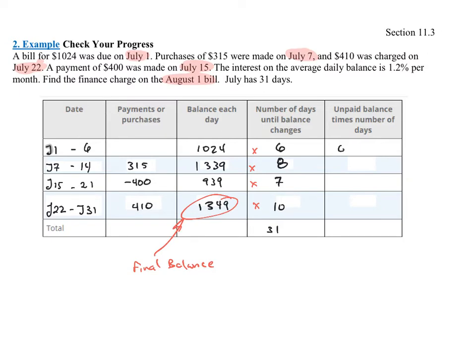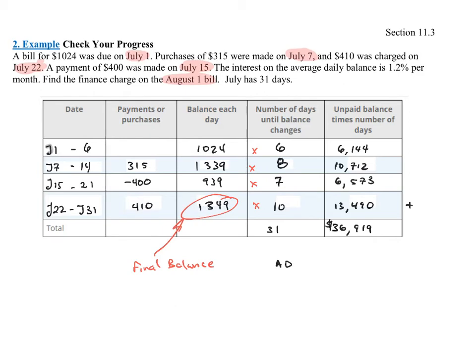I'm getting $6,144 for the first 6 days, $10,712 for the sum of the next 8 days, $6,573 for the next 7 days, $13,490 for the next 10 days, and then when I add all those together, for the total 31 days, I'm getting $36,919. Again, this is not how much money I owe, this is the sum of all the days' balances.